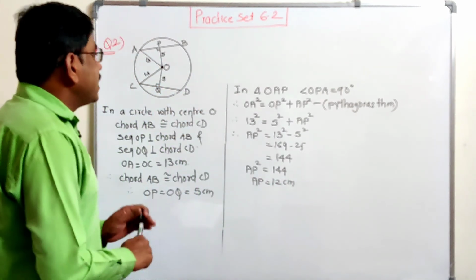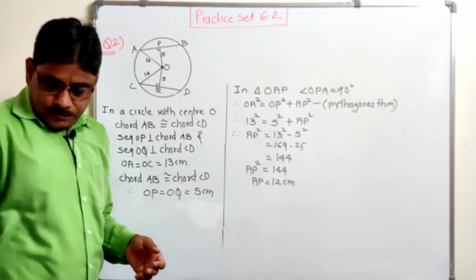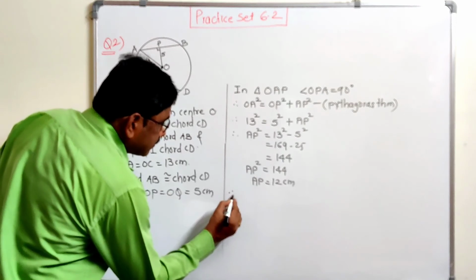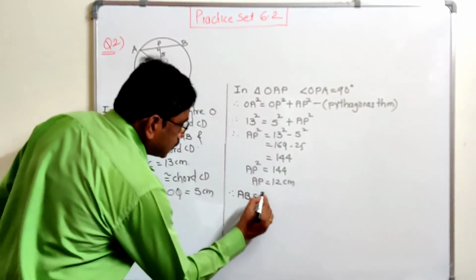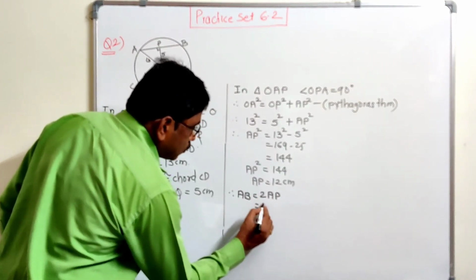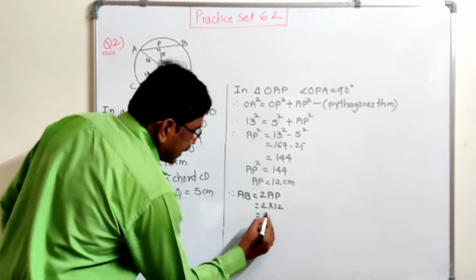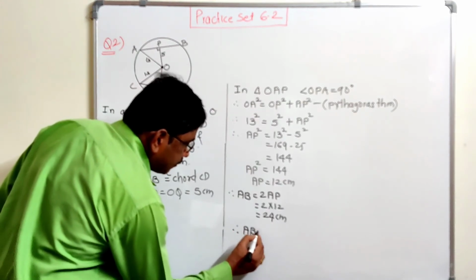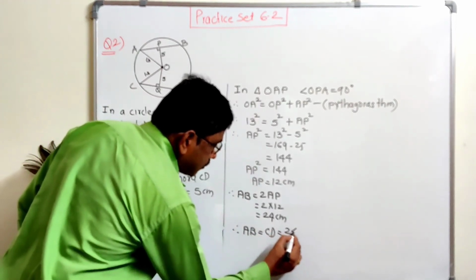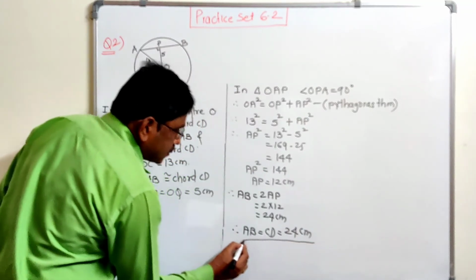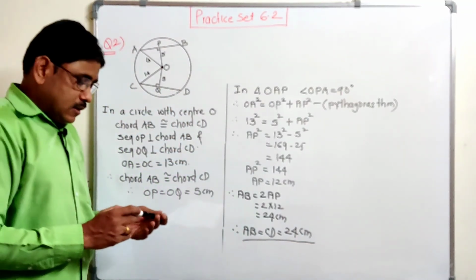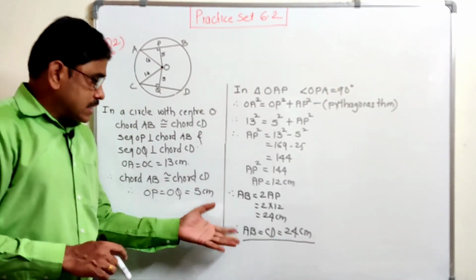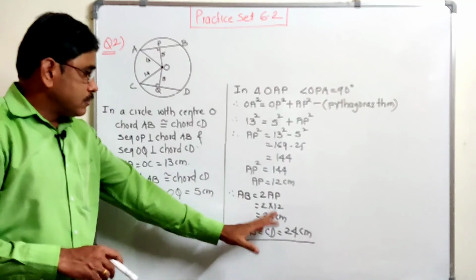So we get AP is equal to 12 centimeter, but here OP perpendicular, and therefore AB equals 2AP, means 2 into 12, so 24 centimeter, and therefore length of the chord AB equals CD is equal to 24 centimeter. So in this way we get length of the chord in this question number 2. Both chords are congruent, so both having the length 24 centimeter.